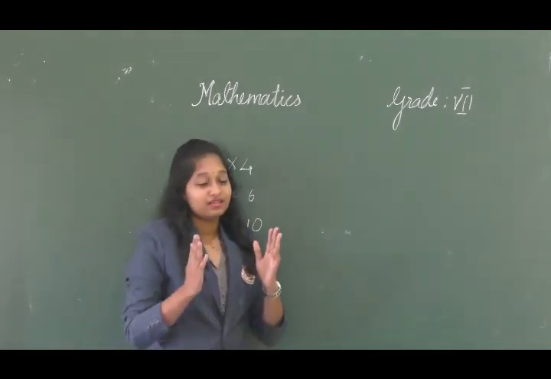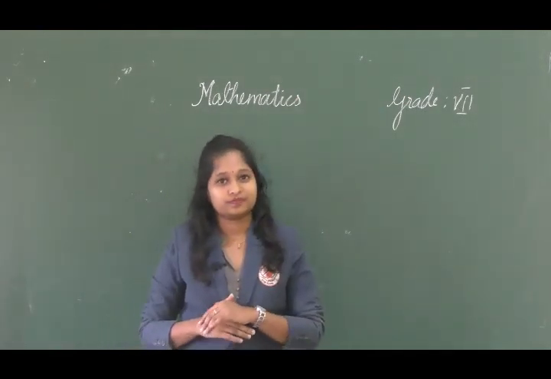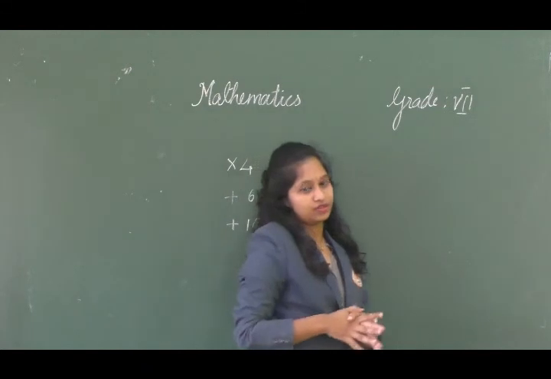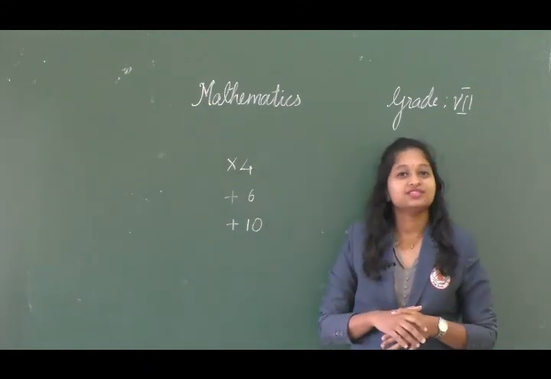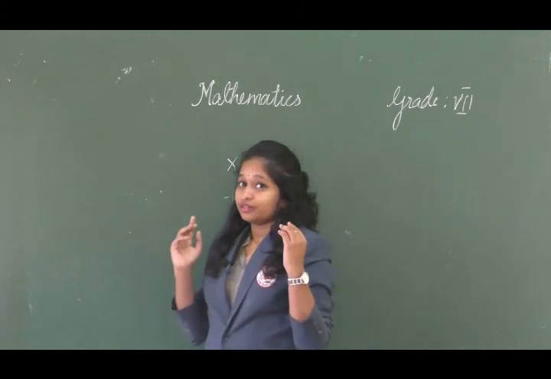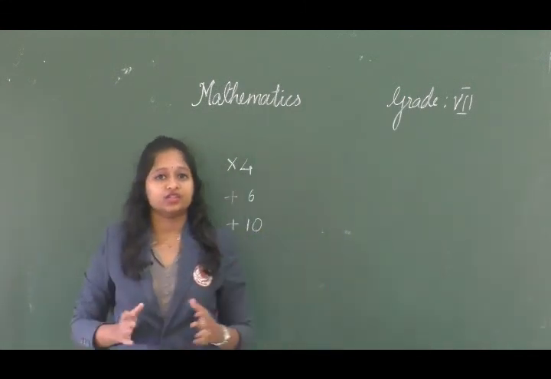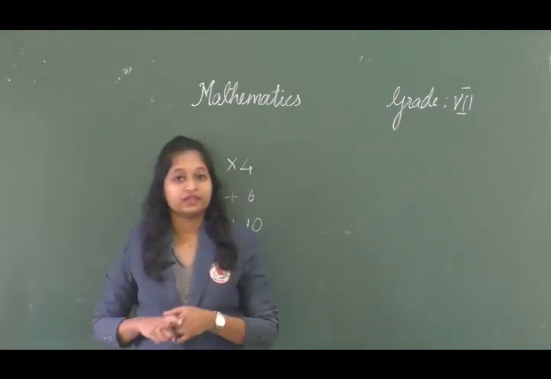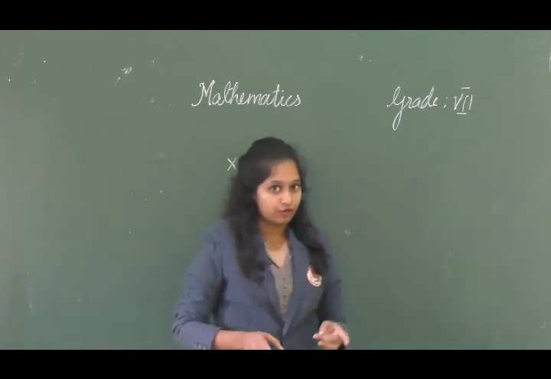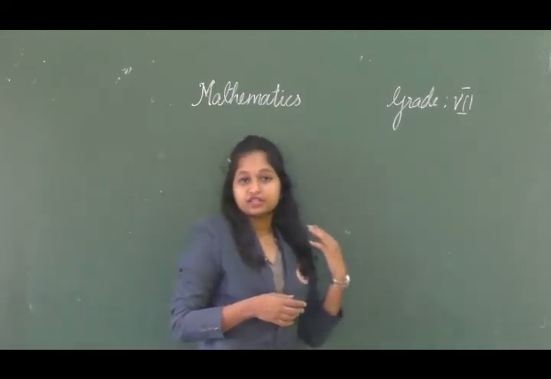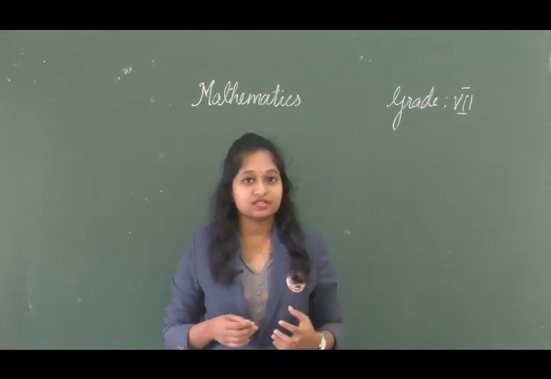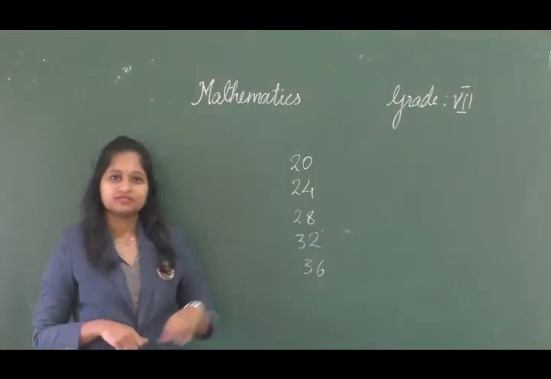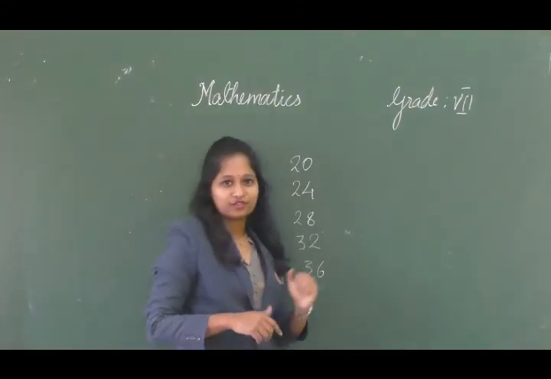Now multiply that number by 4. Done? Okay. Now add 6 to the number. Did you do that? Again, add 10 to the number. First, think of a number from 1 to 5 and multiply that number by 4 and then add 6 to the number and at last add 10 to the number. You all got one answer, right? You might have got one of the answers from this, right?